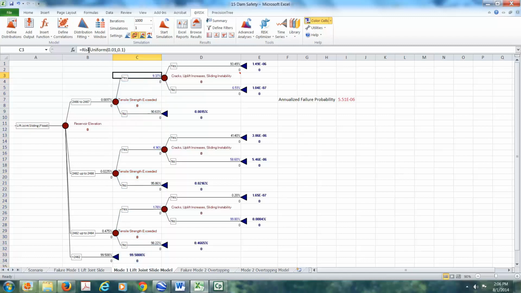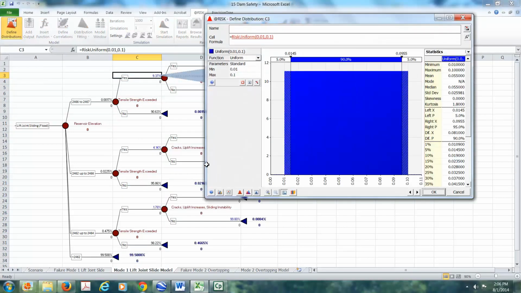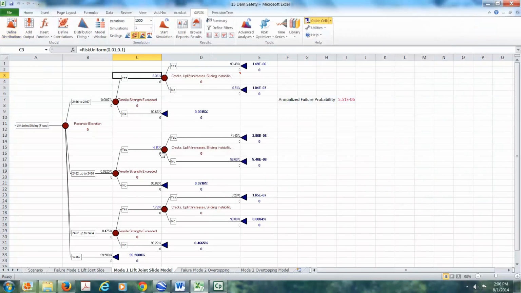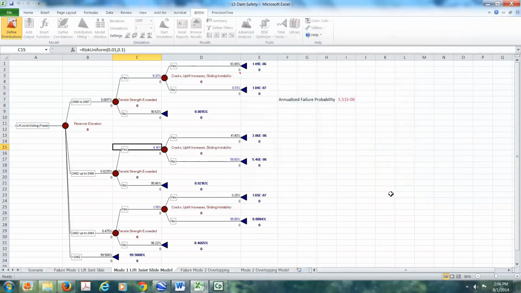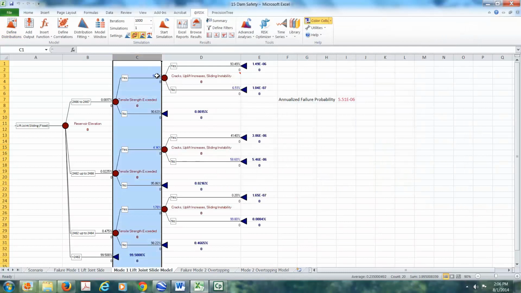So here, if we take a look at this distribution on the yes branch, we find it's a uniform distribution between 1 and 10%. So this is basically saying that if we have a flow between 2,466 and 2,467 feet above mean sea level, there is a 1 to 10% chance that the tensile strength of the dam will be exceeded. If we look down here for the other flow ranges, we would find exactly the same distribution between 1 and 10%. So this event's probability is not dependent on the flow.